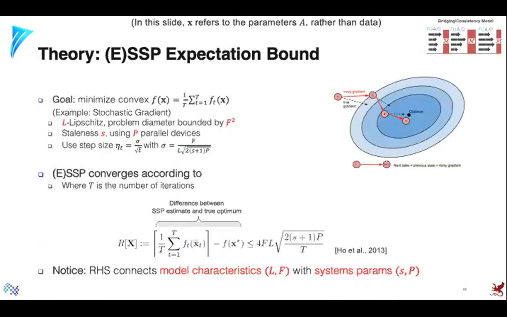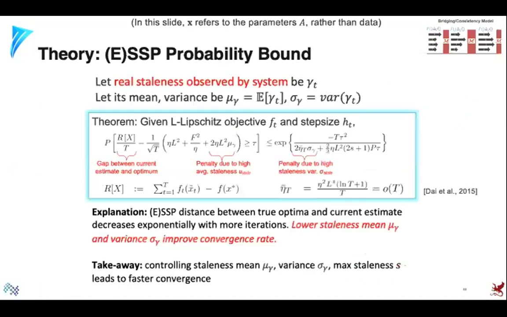You don't need to stare too deeply at this equation, but what you need to know is that in these convergence bounds for ESSP, it connects the model characteristics, the Lipschitz constant L, and several other model-specific constants like F, with different systems parameters, S, the maximum staleness, and P, the number of parallel machines. Briefly, the bound shows 1 over square root T convergence, which is modified by F, L, S, and P.